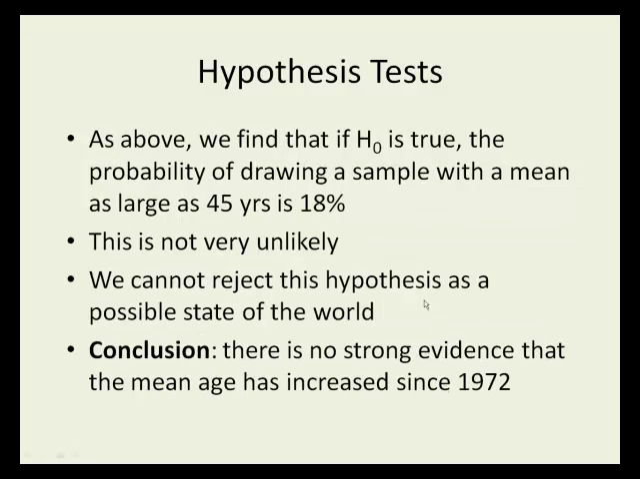So we can go to a conclusion, which is that the 18% is the likelihood of getting a sample with a mean as large as 45 years, if H0 is true. That's not very unlikely, so this is quite consistent with the null hypothesis, so I can't reject the null hypothesis. To put that into layman's language, there's no strong evidence here that the mean age has increased since 1972.